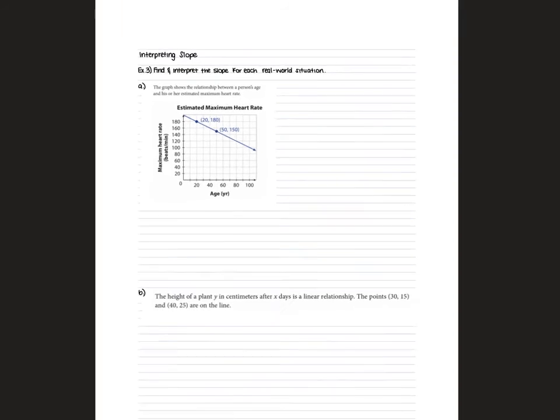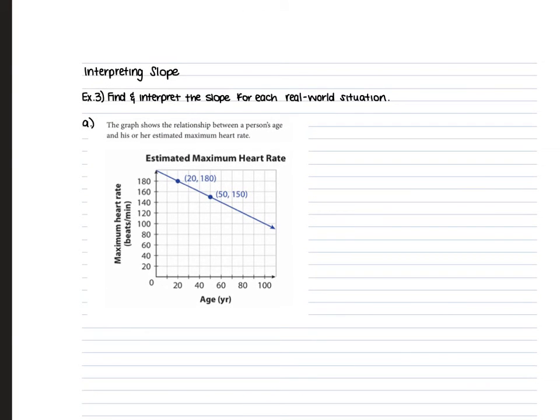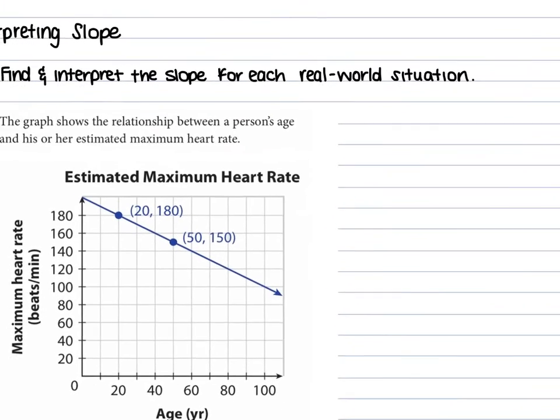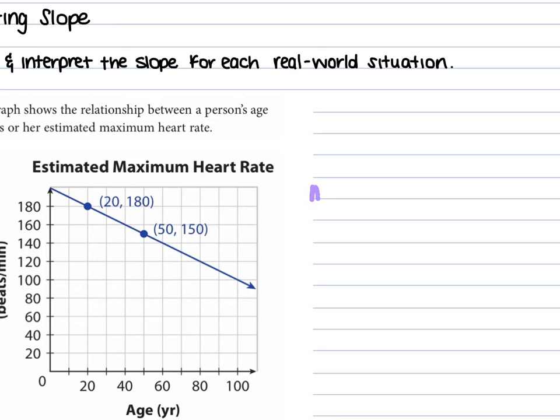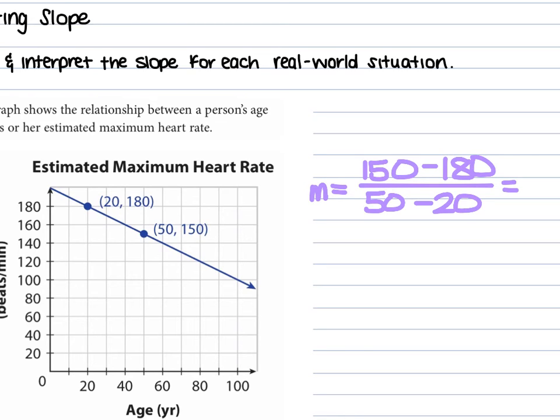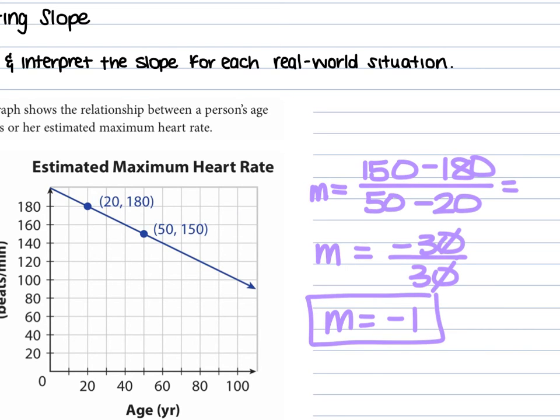For our next examples, we're finding and interpreting the slope for each real-world situation. So we're just going to use the graph here to find our slope. So remember, our slope is found by the change in our y value over the change in our x value. So we can do 150 minus 180 over 50 minus 20. So this is going to be negative 30 over 30. Those zeros cancel out. Negative 3 over 3 is negative 1. So slope is negative 1.